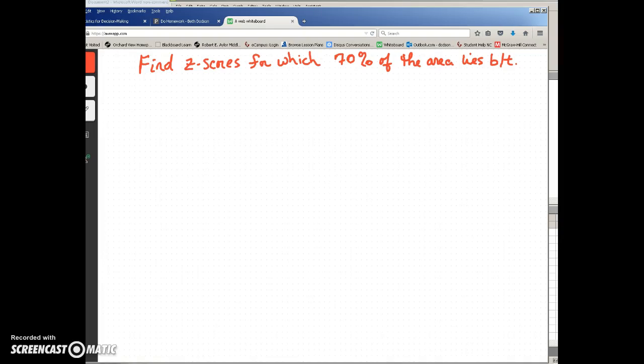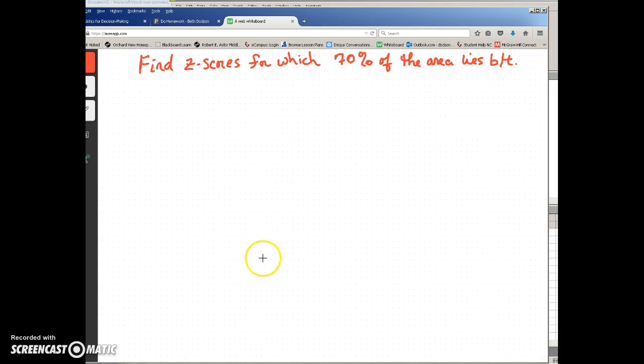Let's take a look at how to find z-scores, which encompass a certain percentage of area on a normal curve. Let's use the example of finding z-scores for which 70% of the area would lie. So you're going to have two z-scores. You're going to have a negative z-score and a positive z-score.